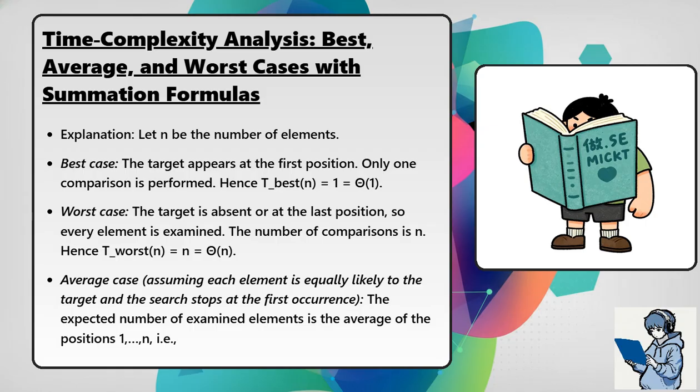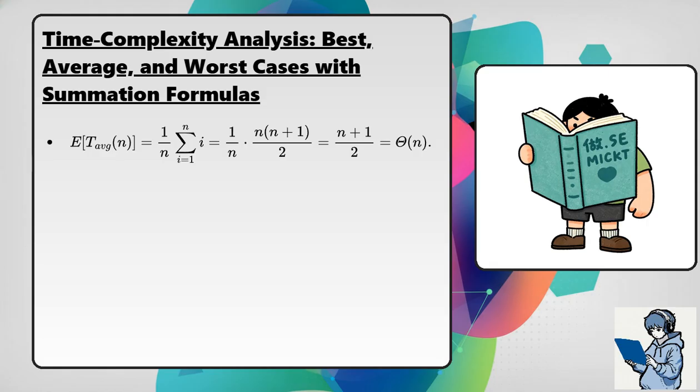Average case, assuming each element is equally likely to be the target, and the search stops at the first occurrence. The expected number of examined elements is the average of the positions 1 to n. E[T_avg(n)] equals 1/n times the sum from i equals 1 to n of i equals 1/n times n(n+1)/2 equals (n+1)/2 equals Theta(n). Thus, on average, we look at about half the list.